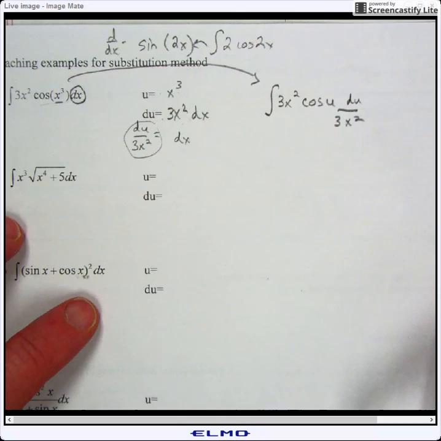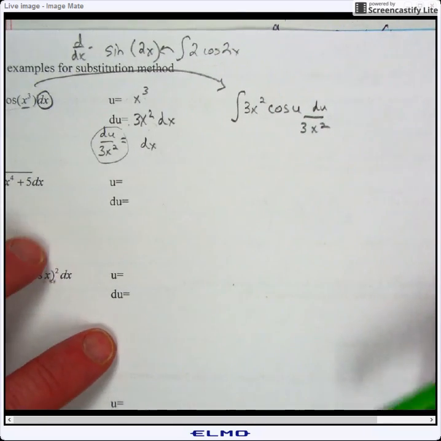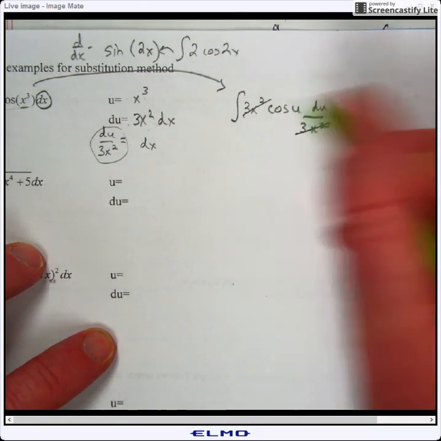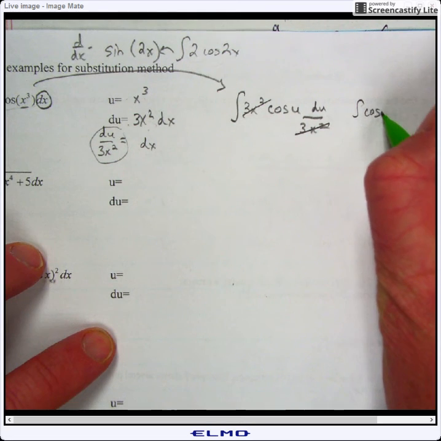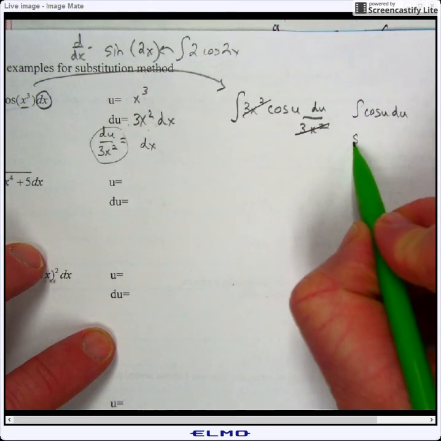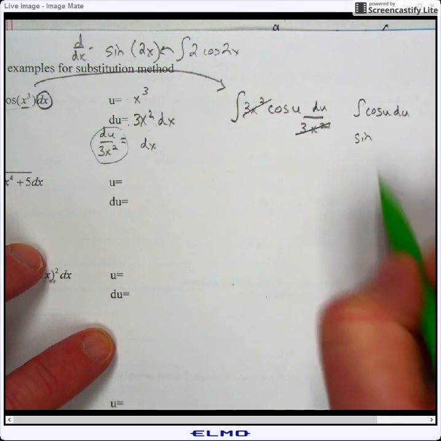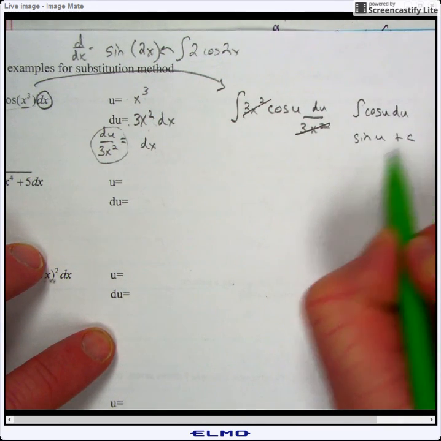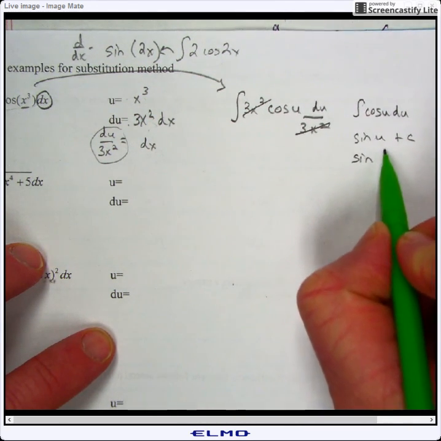And so you'll notice what happens is the 3x squareds cancel out. So I just have the integral of the cosine of u. Well, the integral of cosine is easy. It's sine of u plus c. And then your last step is to substitute back in.